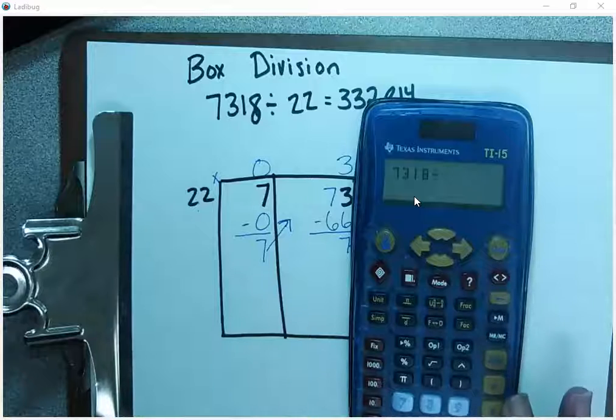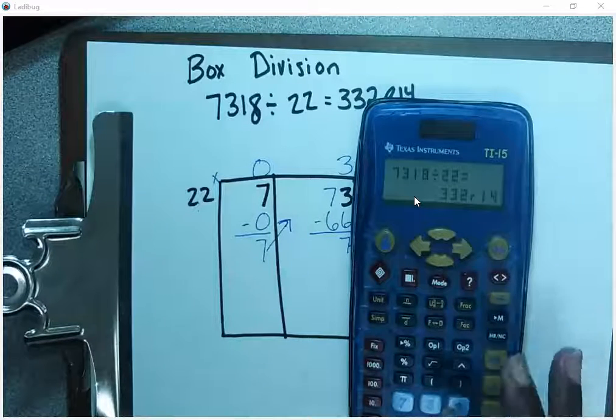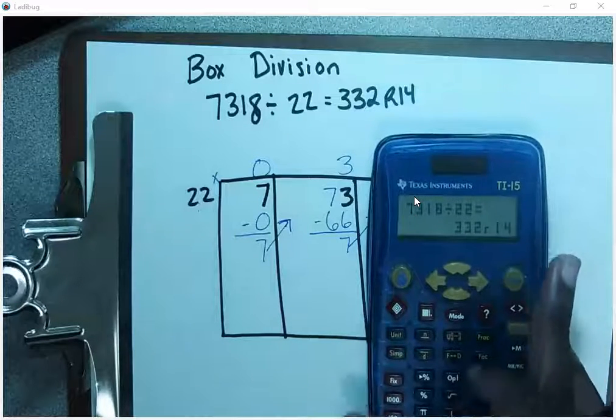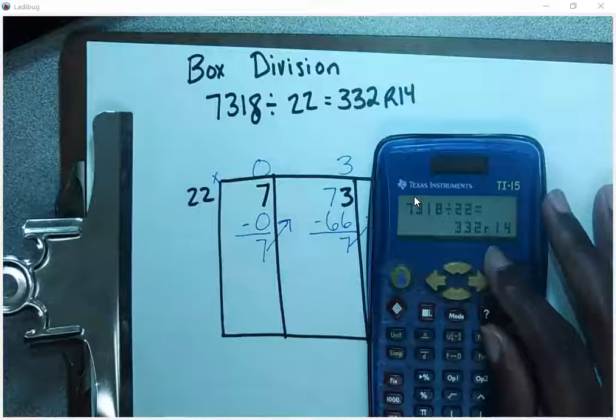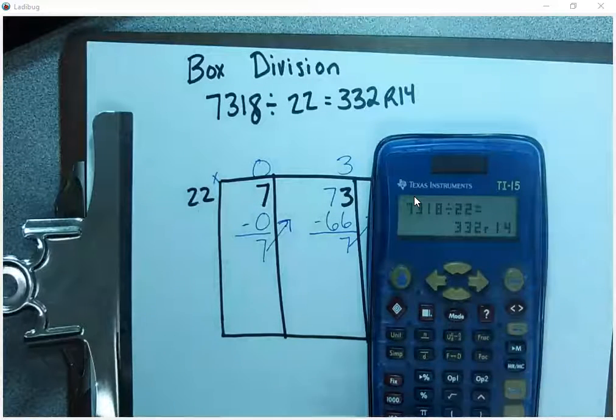And I'm going to put 22. And I get 332, remainder 14. So my calculations were correct. Well, Mr. K, what happens if I don't have a calculator? Then this is what you're going to do.